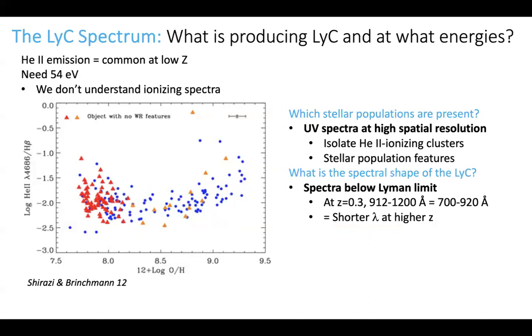At redshift 0.3 right now, we're just getting a data point at about 900 angstroms. Again, with sensitivity to bluer wavelengths, we might be able to start looking into the spectral shape of the Lyman continuum. And if we push to even higher redshift observations, we could get even shorter wavelengths and start trying to see what that looks like observationally.